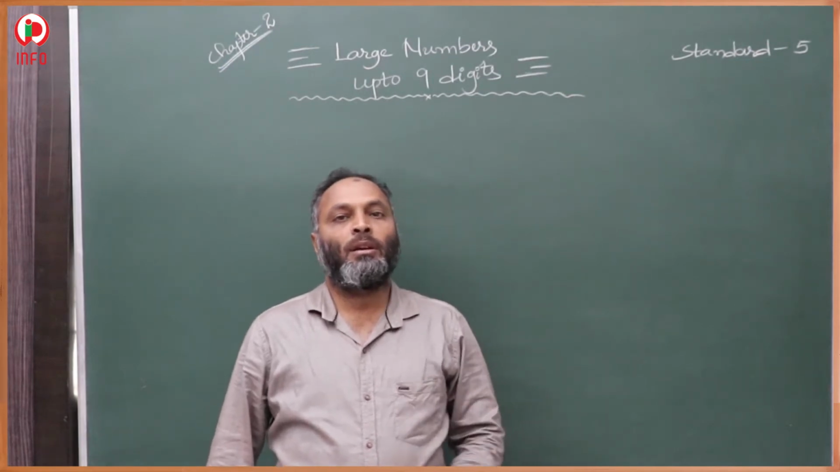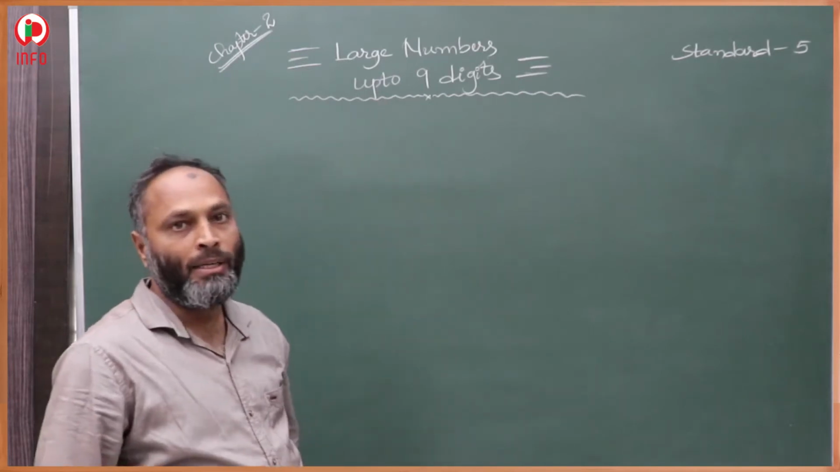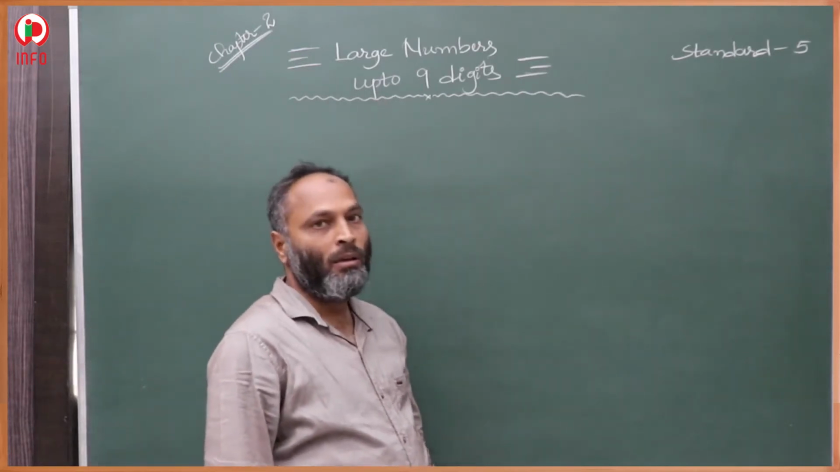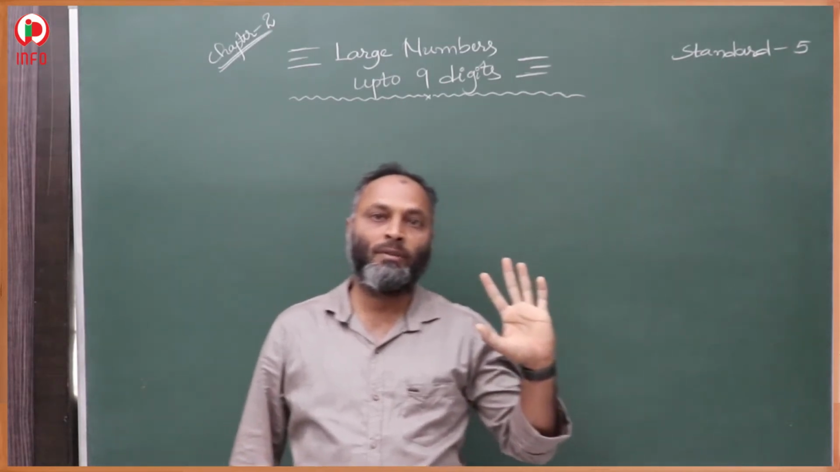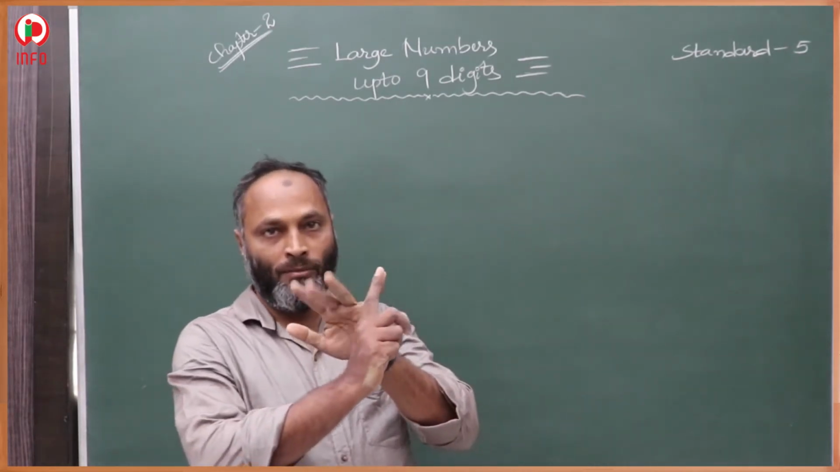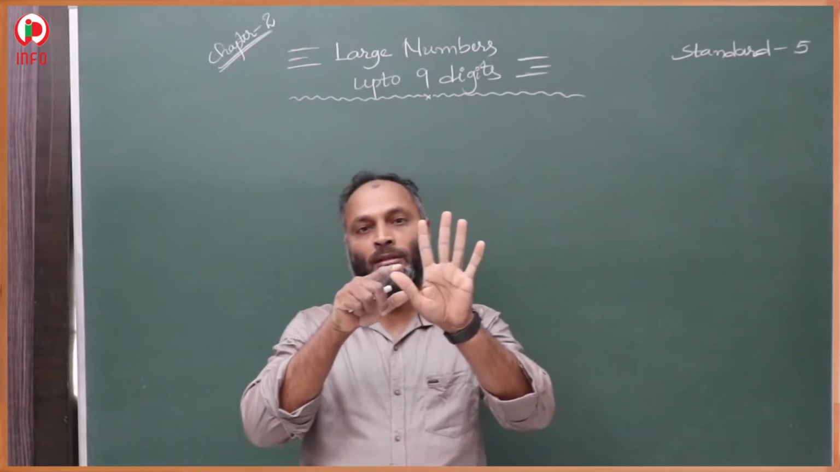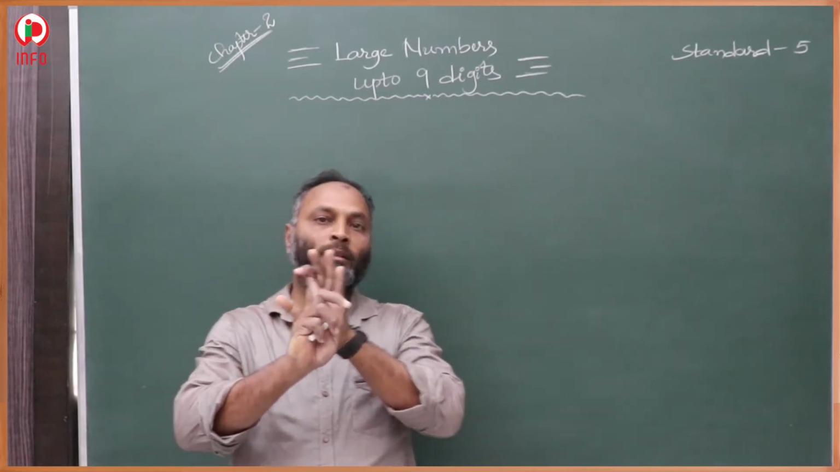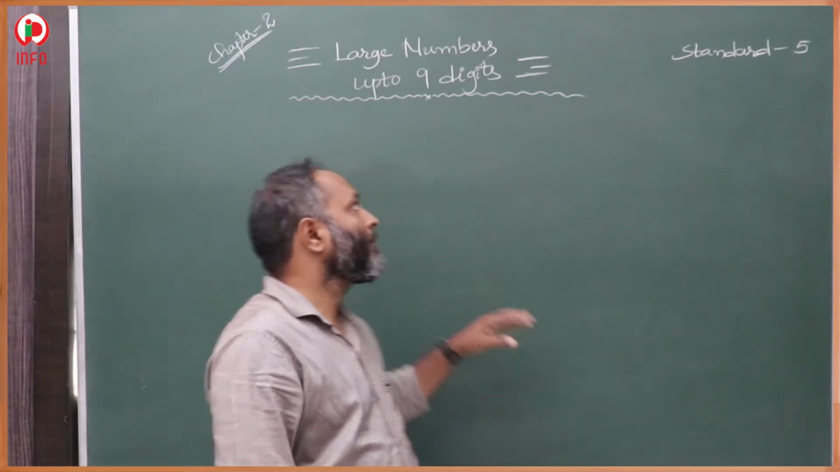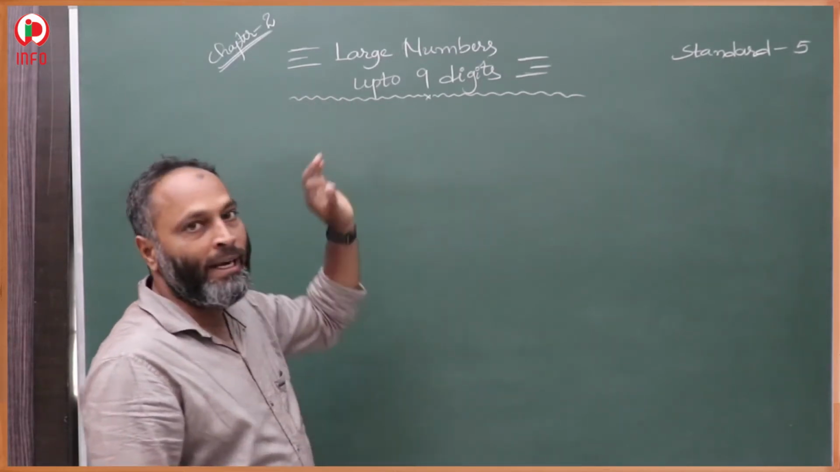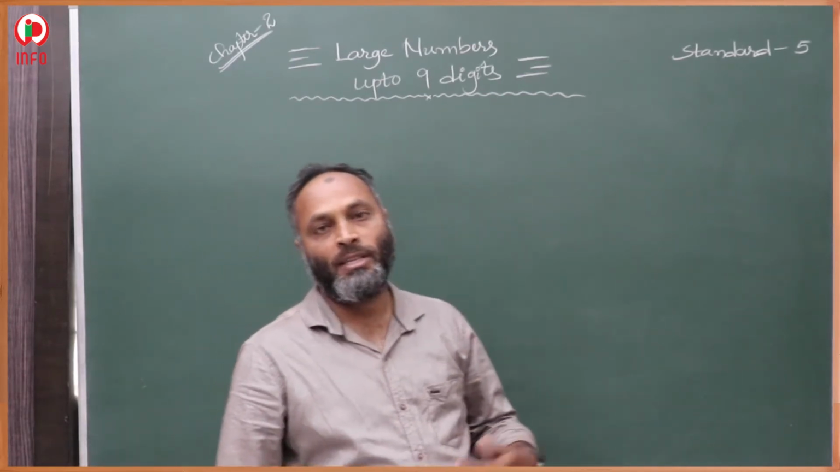Yes, now students, today our topic is the large numbers up to 9 digits. In the previous class, we learned numbers up to 6 digits: units, which means ones, tens, hundreds, thousands, 10,000s, and lakh. Till lakh we learned in our previous class. Now we are going to discuss the large numbers up to 9 digits, step by step.